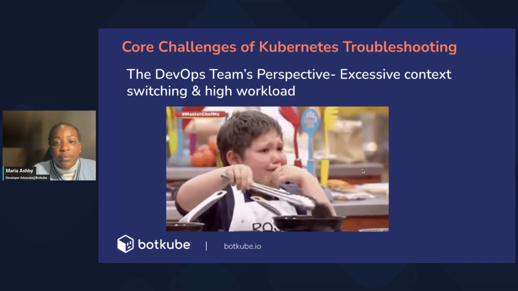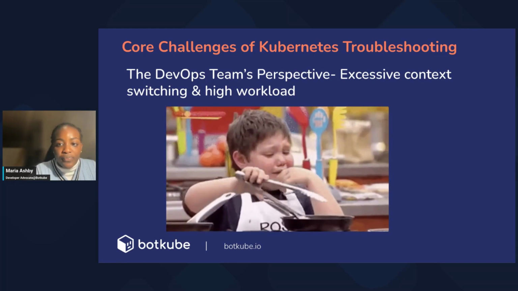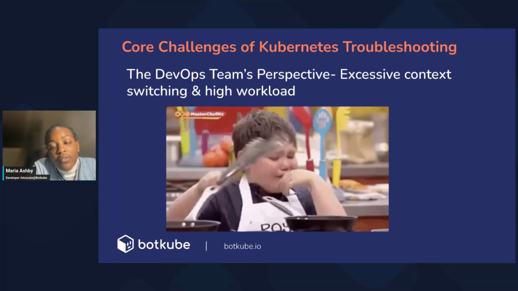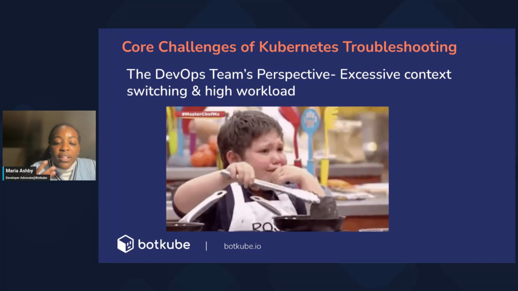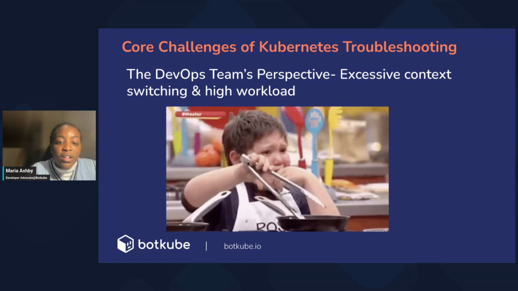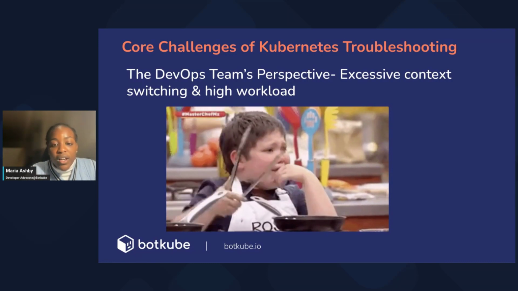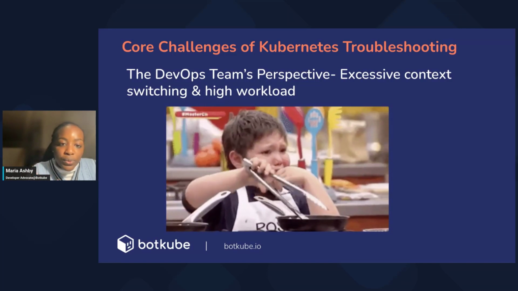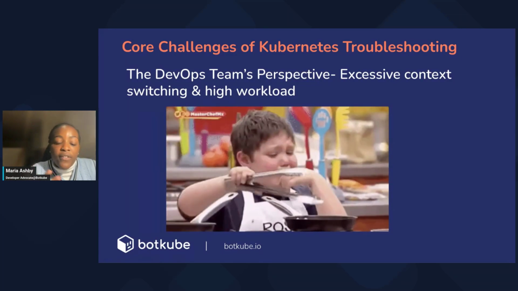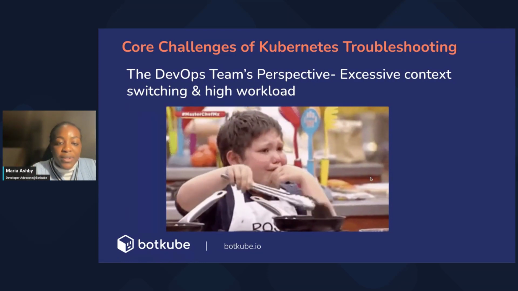So every team has different challenges when it comes to Kubernetes management and monitoring and troubleshooting. From a DevOps team's perspective, they're frequently understaffed and overworked. And because they sit in the middle of operations and development, they frequently have to context switch between different teams, different contexts, and different tools. So this can be a very overwhelming and overstimulating environment for a DevOps team.